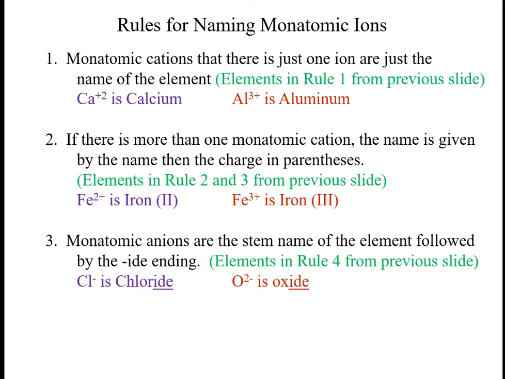So if it is a main group element or a monoatomic cation, so elements from rule number 1 from the previous slide, it's just the name of the metal. So Ca2+ is calcium, aluminum 3+ is aluminum. For rules number 2 and 3 from the previous slide, I have to tell what the charge is in the name. So Fe2+ is simply iron(II).